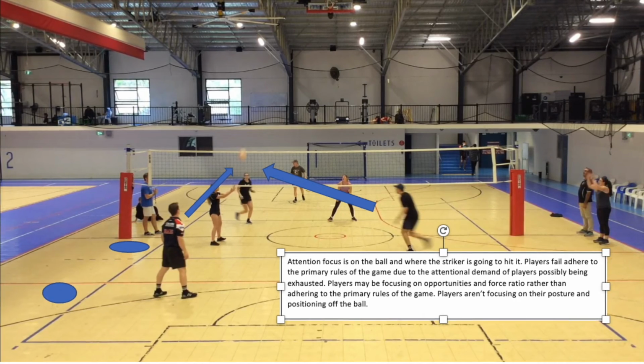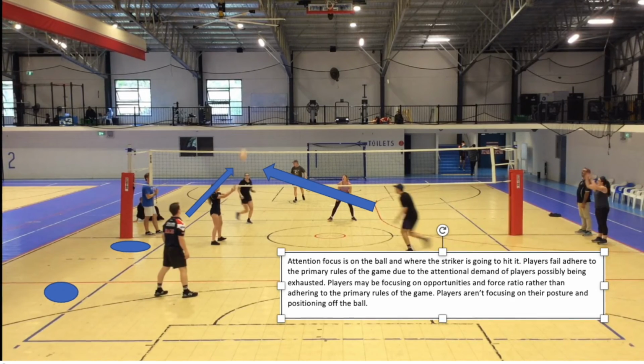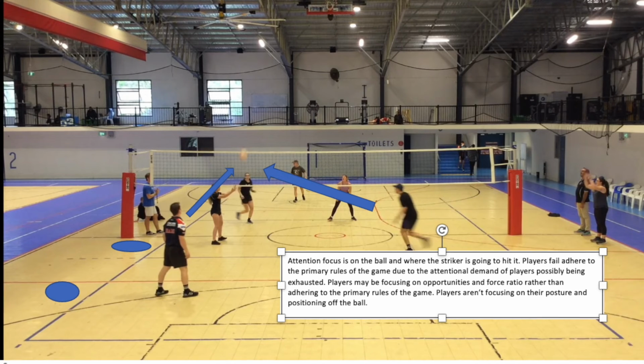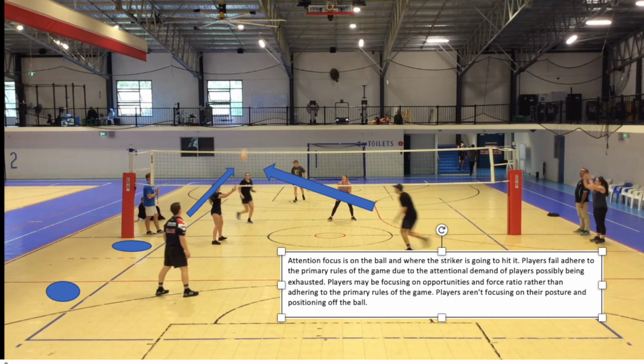For example, after passing the ball, both team members should be focusing on getting off the court near the blue circles, and then coming back on the court after the ball has been spiked.